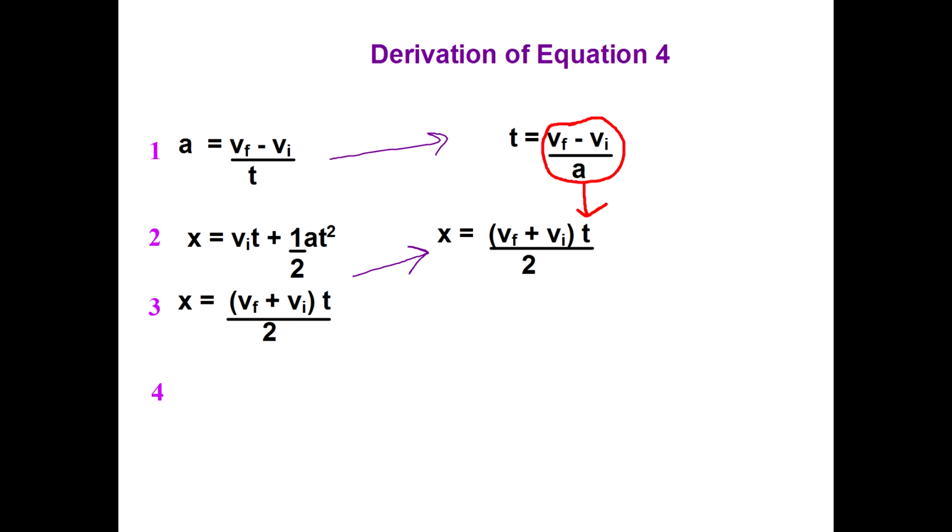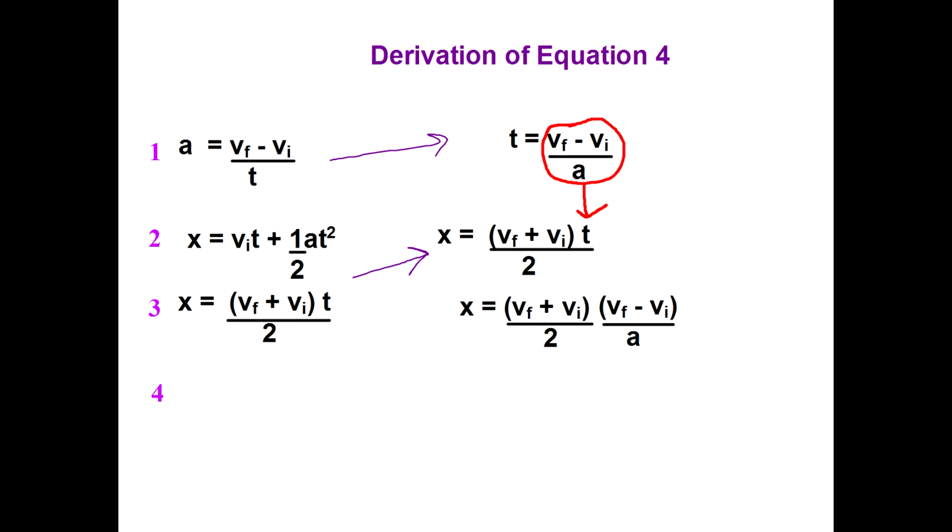We substitute this first equation for t into our third equation. If we do that, we get x equals (vf plus vi) over 2 multiplied by (vf minus vi) over a. These are two fractions. We can multiply them together and make them into one fraction. The bottom's easy, 2 times a is just 2a. The top, we have to multiply out these brackets.